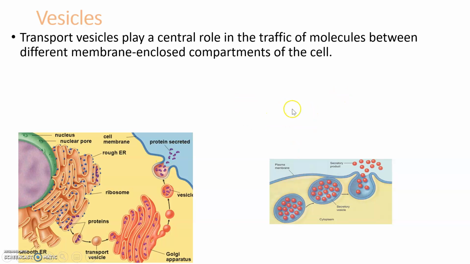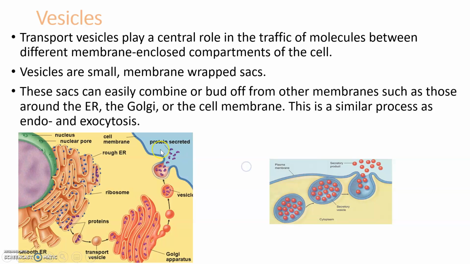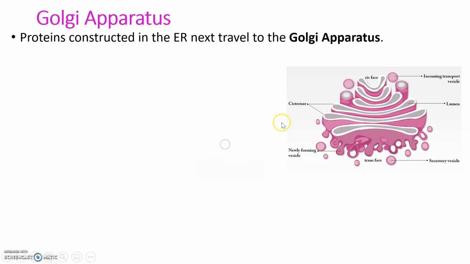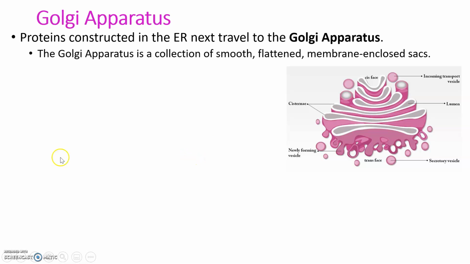All right, next up we have vesicles. And vesicles are these membrane-bound sacs that contain and transport proteins. Finally now, we take a look at the Golgi apparatus. So once proteins are made at the ER, they bud off into a vesicle, and they generally travel to the Golgi apparatus.